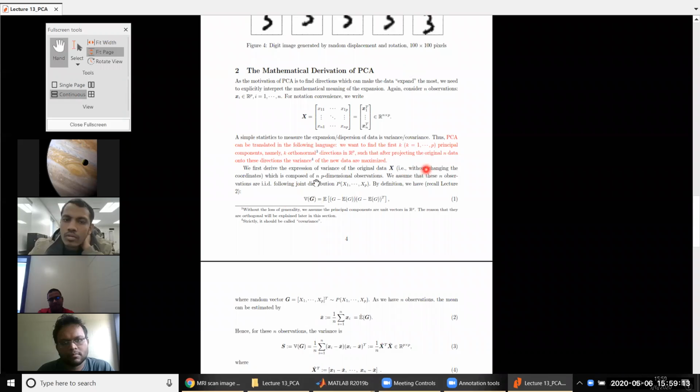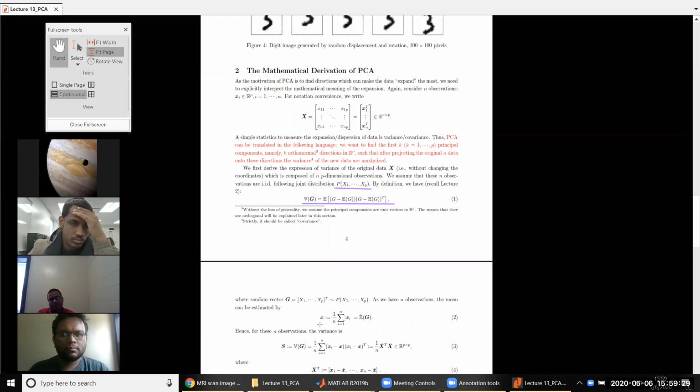So in lecture 2, we mentioned this notation. This is the definition of variance, where G is a random vector that follows this joint distribution P, which I don't know, of course. Okay, so this is a variance.